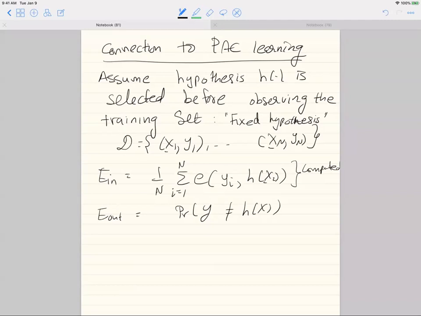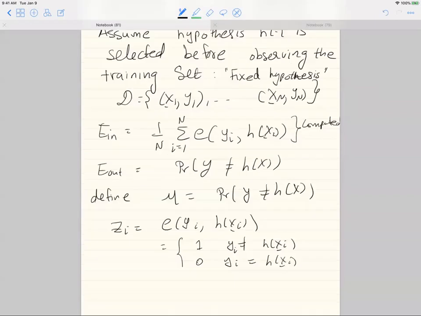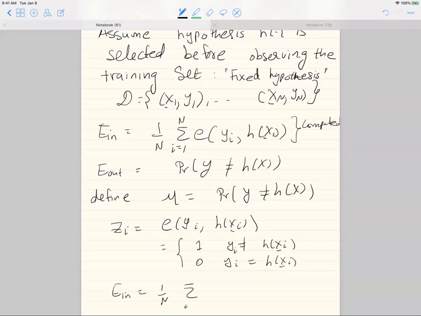Okay, so let's try to connect this to the example we just studied. Let's for simplicity define mu to be the probability that y is not equal to h(x). This is the quantity that we want to estimate. Okay, let's define zi to be the indicator of yi and h of xi, and we'll consider classification. So this is 1 if yi is not equal to h of xi, and 0 if yi equals h of xi. Okay, so this is the function. So we can write E in to be 1 over n, sum over i going from 1 to n of zi.